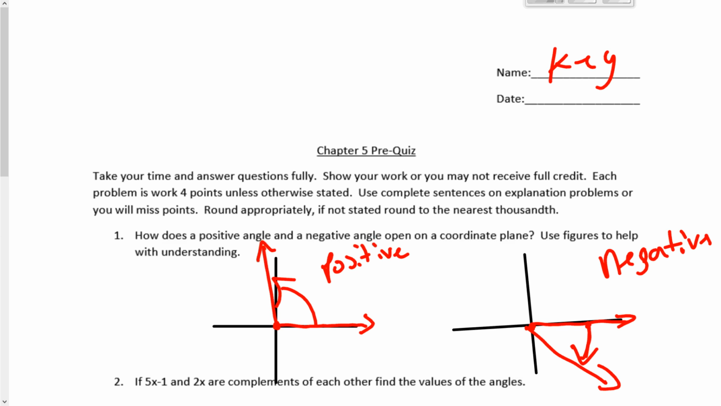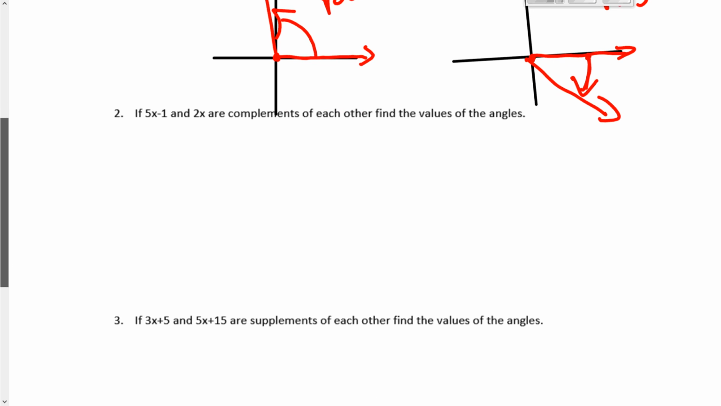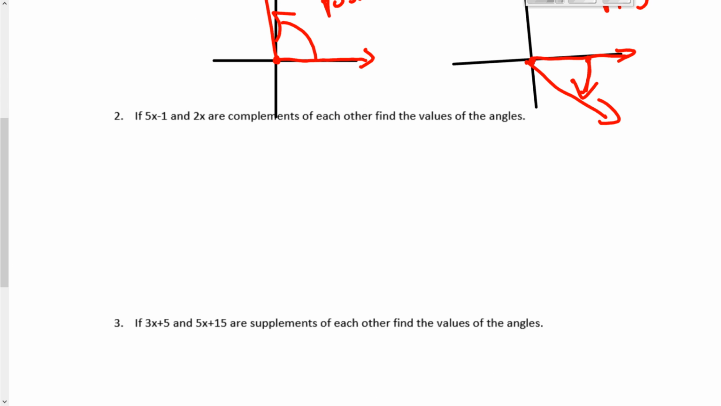Okay. The second one here, we're finding complements. So we have two angles that are complements. We want to know the values of this angle, 5x minus 1, and the angle 2x. So we're not just finding x here, we're going to plug x back in after we find it. Remember, measure of angle 1 plus measure of angle 2 equals 90 degrees. That's what complements means.